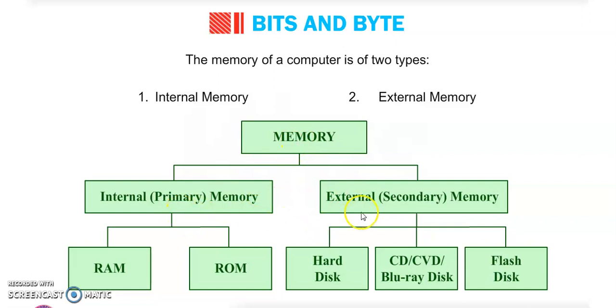This is the chart of types of memory. Memory is of two types, internal and external. Internal memory is of two types, RAM and ROM. And external memory includes hard disk, CD, DVD, pen drive.